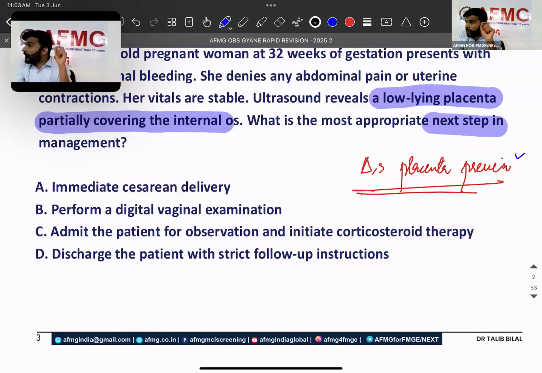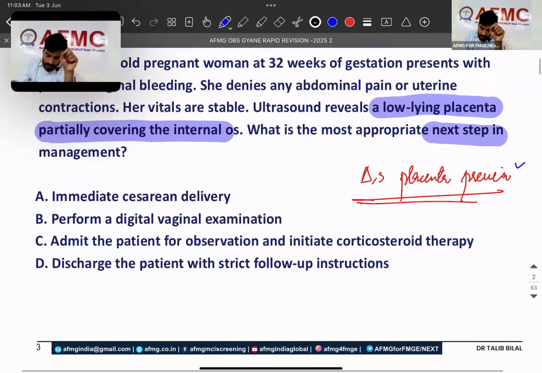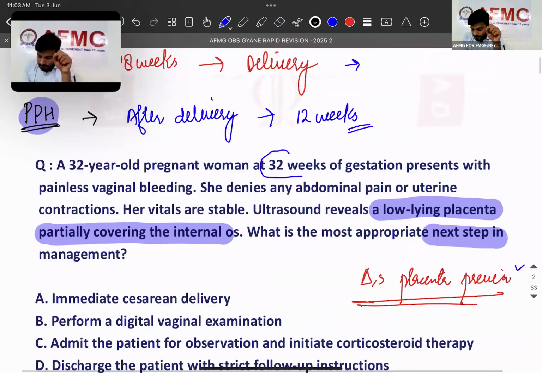So whenever you see a question from obstetrics, the first thing you will look at is the period of gestation. The second thing, you will look at the vitals. Are the vitals stable or not? One thing is basic: anytime vitals are unstable, anytime the mother is in shock, anytime the mother is bleeding, the answer is going to be cesarean section. Very basic.